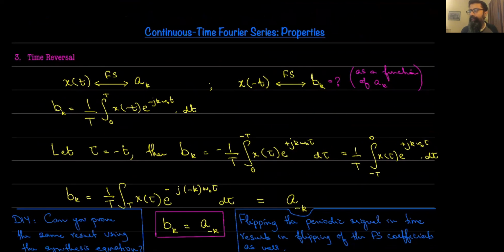Same, good. So if x of t has a period capital T, x of minus t has exactly the same period. Anybody has problems with this?